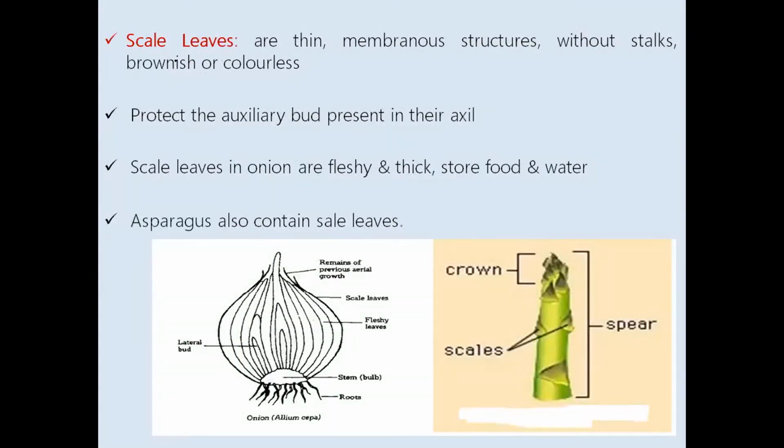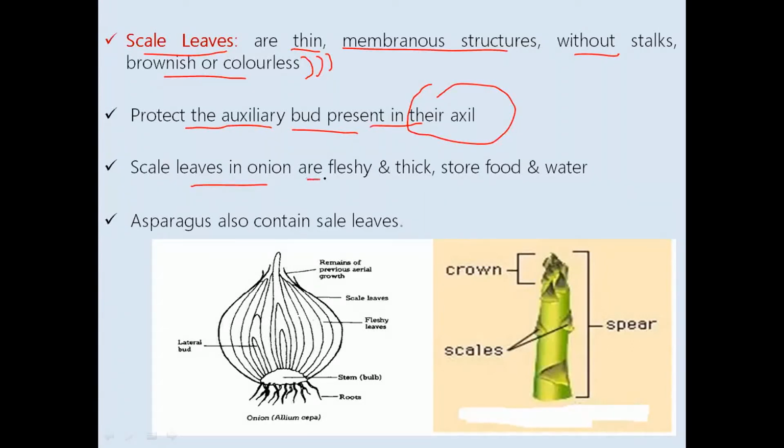Next type of leaf modifications is scale leaves. It is a thin membranous structure without stalks, brownish or colorless leaves. These leaves protect the axillary bud present in their axil. The scale leaves in onion are fleshy and thick because they store food and water. And asparagus also contains scale leaves.